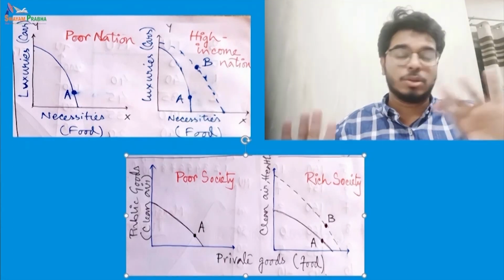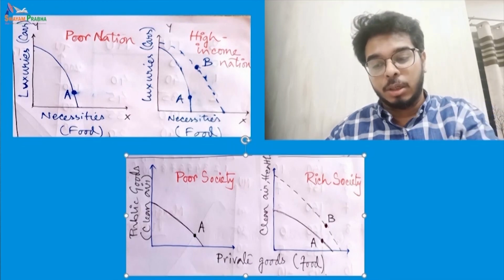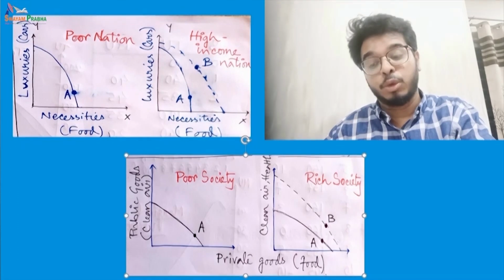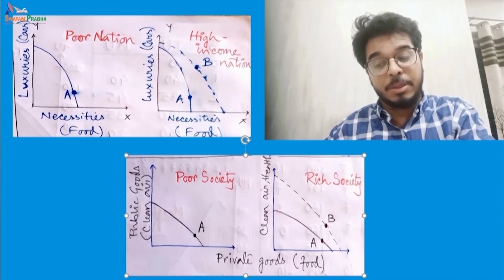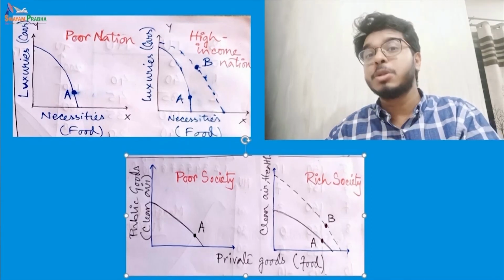That may become a private good. That's a different story altogether. So in that way, they will go for both from A to B, both private goods as well as public goods, but they may go for more of these public goods and less of private goods. So this is how the shape of the production possibility frontier changes.